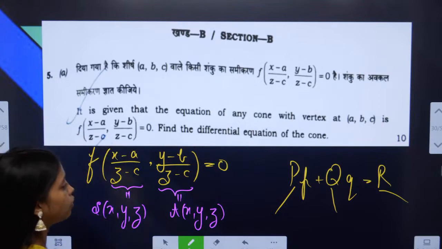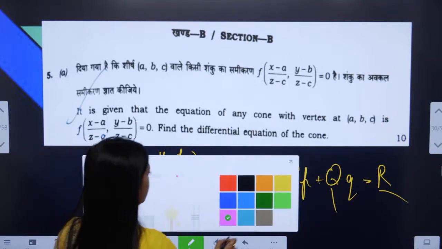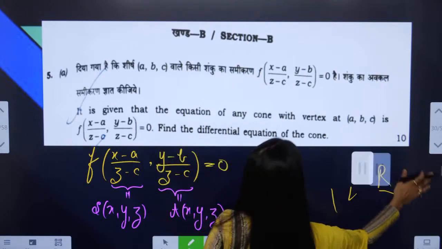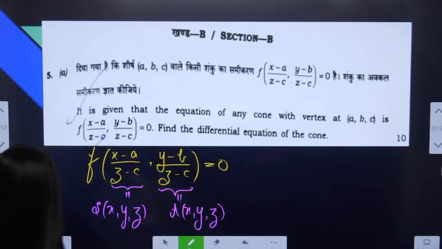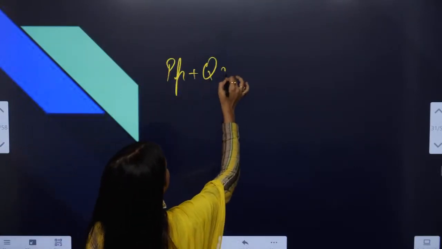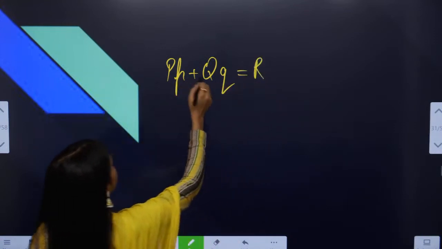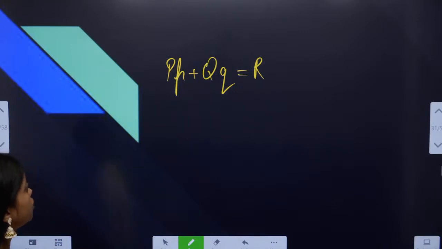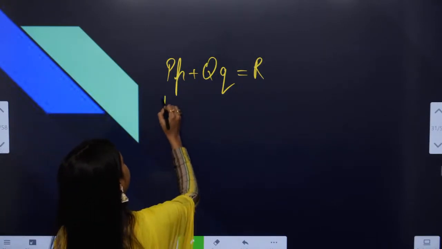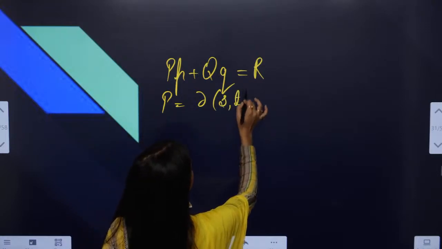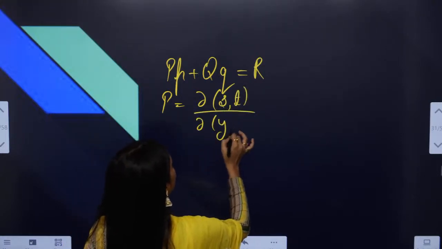Then, how to calculate your P, Q, R? They are nothing but, let me write it over there. I have taken S and T. So, the differential equation of the cone is given by Pp plus Qq equals capital R, where your P is, Jacobian is required.